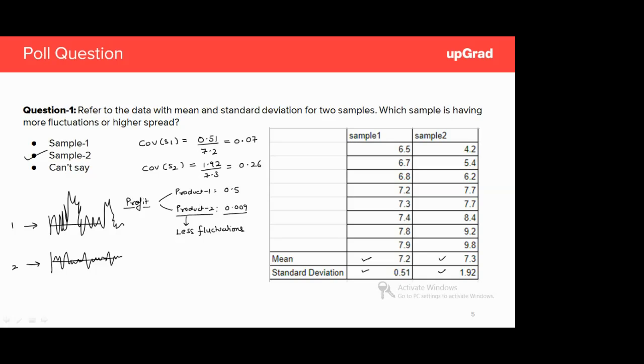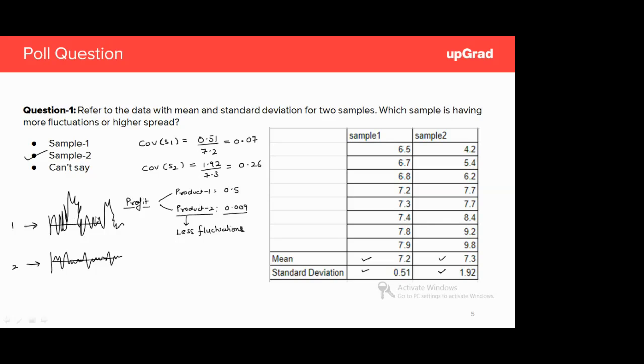So the most profitable market segment will be that market segment for which the COV value is less. Because if you have a less fluctuating series, it is more likely that the predictions would be reliable and you will get a good model on which you can rely.